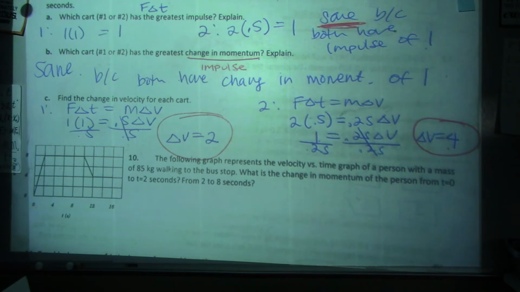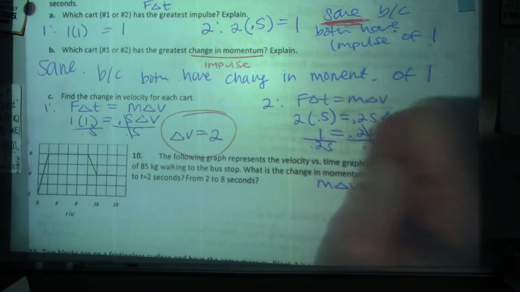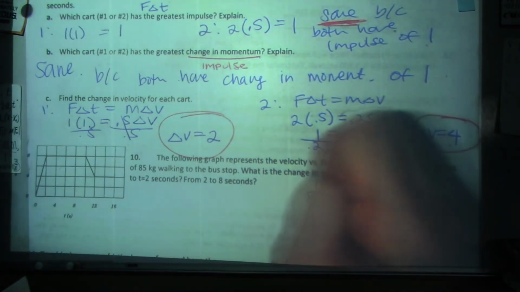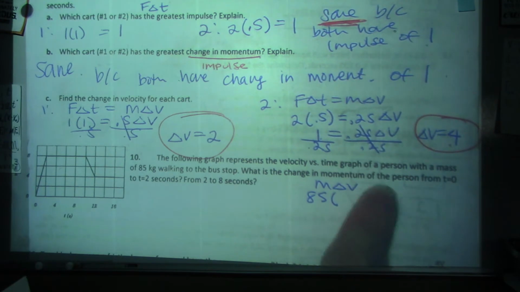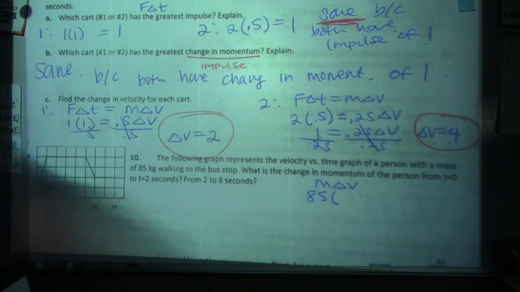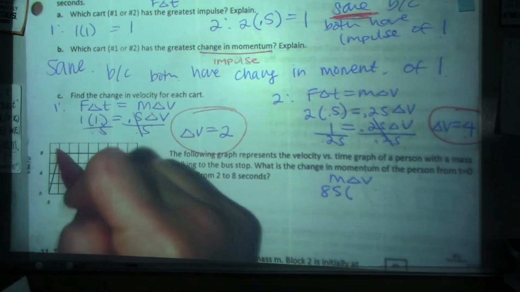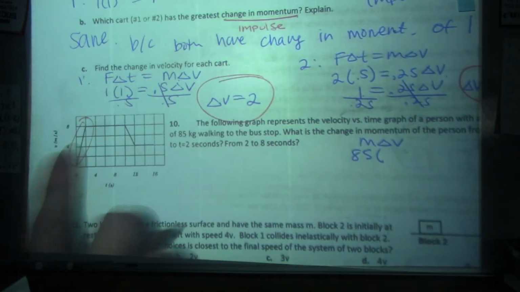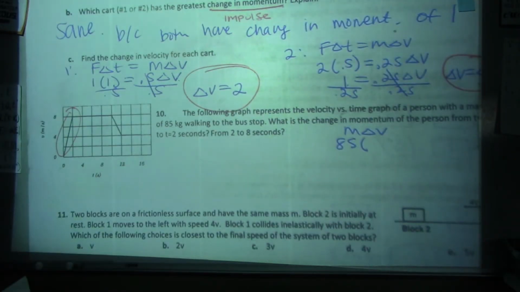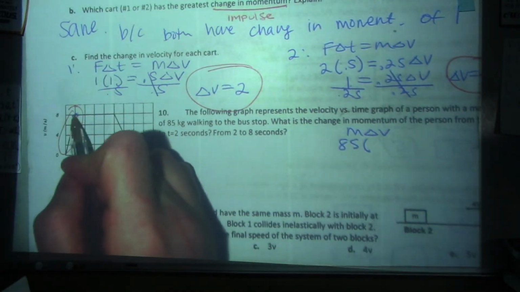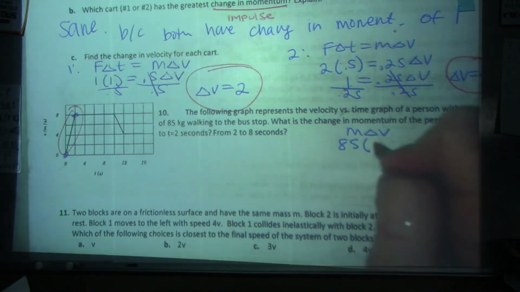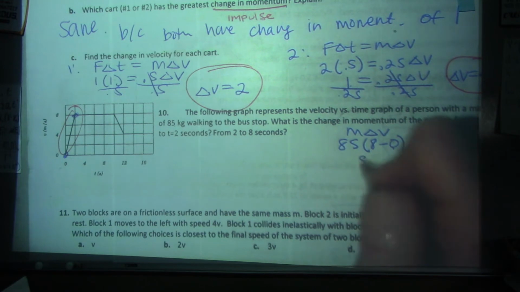Graph: we were trying to find the change in momentum. Change of momentum is m delta V. We were given the mass of 85, and we need to find the change of velocity from 0 to 2 seconds. So 0 to 2 seconds is this right here, and we were given a graph of the velocity. The final velocity was 8, and the beginning velocity was 0, so it changed by final minus initial, 8 minus 0. So that's just 85 times 8, which is 680, I think.